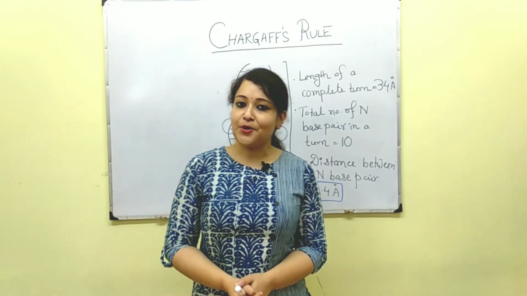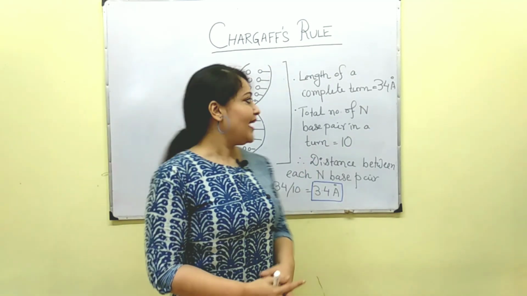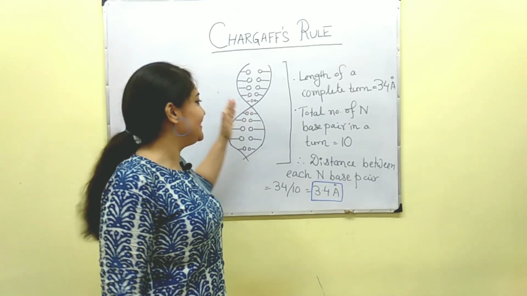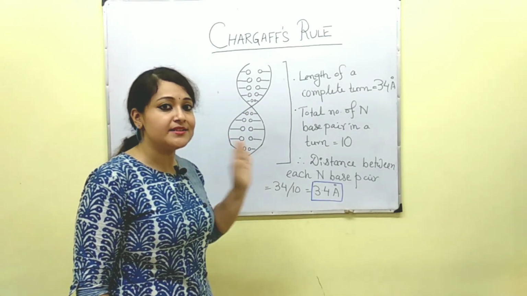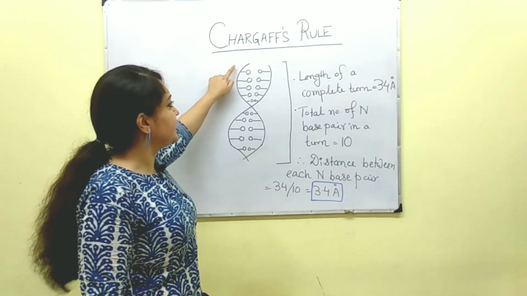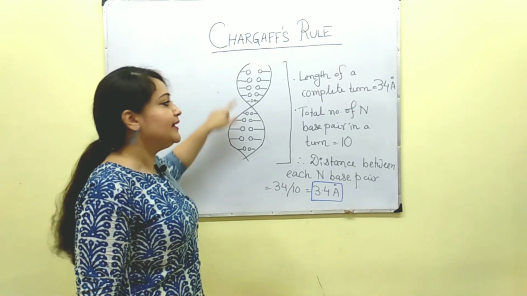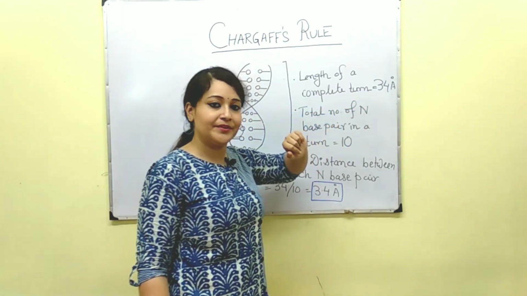So let us talk about the actual DNA double helix. This is how a DNA double helix looks. And this is one complete turn, right? The length of a complete turn, that is from here to here, is 34 angstrom, right?